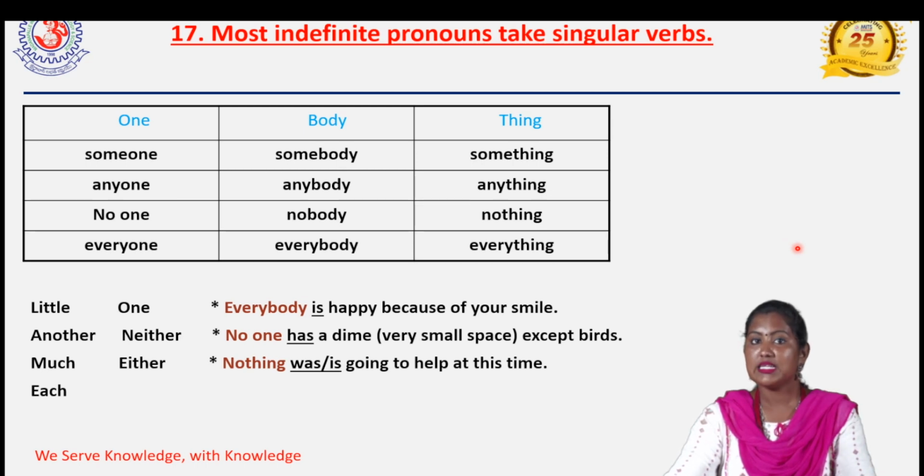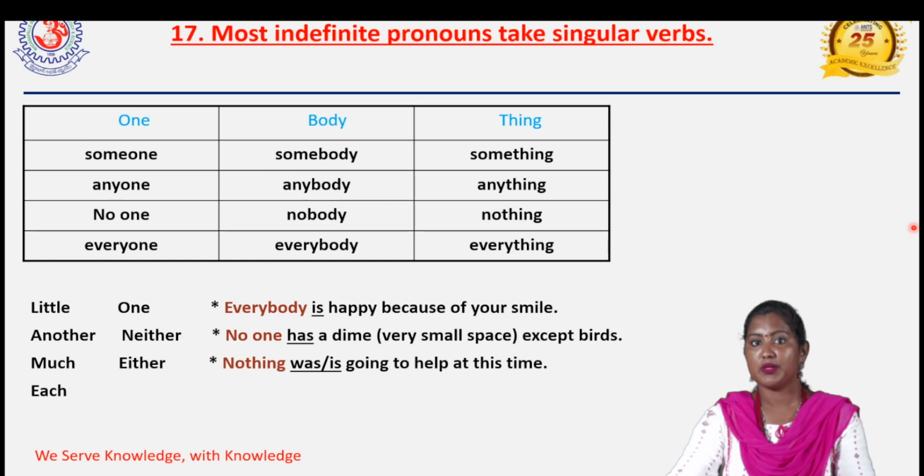So when these words, one, everyone, someone, anyone, no one, like that, and somebody, anybody, nobody, or something, anything, nothing, everything, all these should be considered only as singular. All these pronouns should take only the singular verbs. So little, one, another, neither, much, either, each, all these things should take up only the singular verbs.